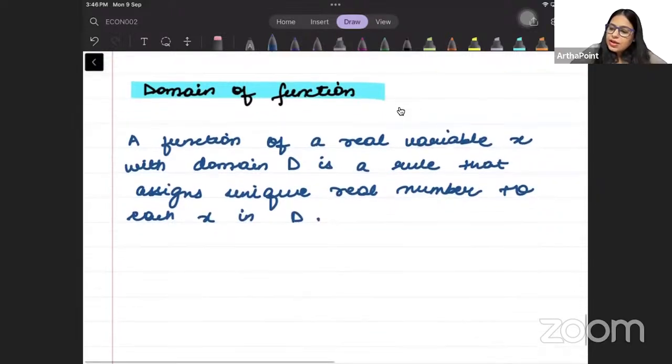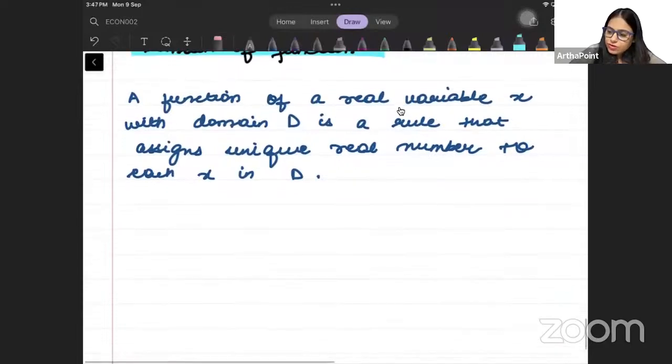क्या बोल रहे हैं हम? A function of a real number x with domain D is a rule that assigns unique real number to each x in D. सबसे पहले इसमें हम जो वर्ड पे फोकस करेंगे, the word I will be focusing on, that is called as rule. इस पे पहले फोकस किया जाए.